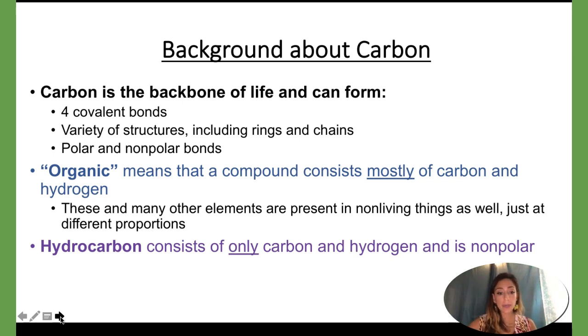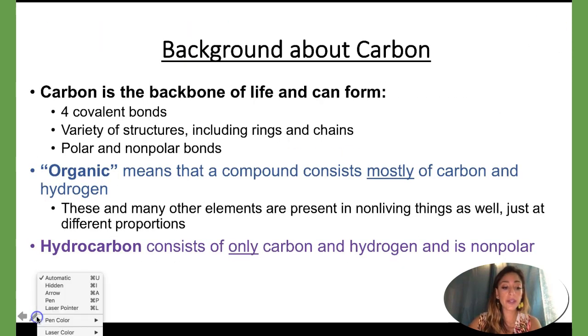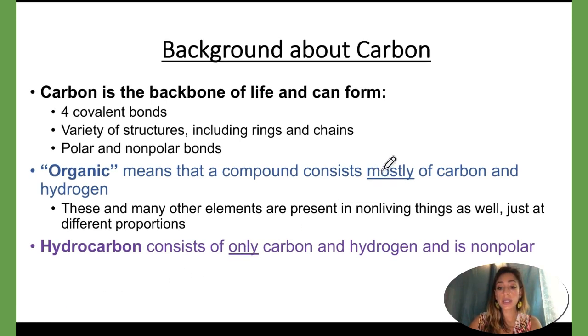If it's organic, it means that a compound consists mostly of carbon and hydrogen. Very, very important is that keyword mostly. These and many other elements are present in non-living things as well, just at different proportions. Now, if we say it's a hydrocarbon, it consists of only carbon and hydrogen and is non-polar. So the key there is the words only or mostly.